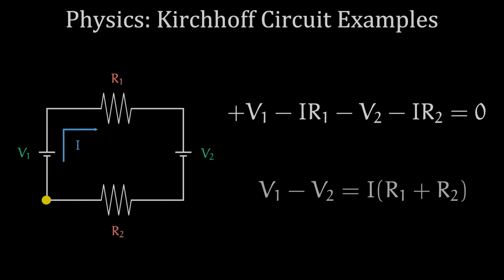Doing some algebra and solving for the current, we find that the current is equal to V1 minus V2 divided by R1 plus R2. If it turns out that battery V1 is larger, then the current will be positive, indicating that I have chosen the correct direction with my current arrow. If it turns out that battery V2 is larger than battery V1, then my current term will be negative, meaning the current arrow is pointing in the wrong direction.